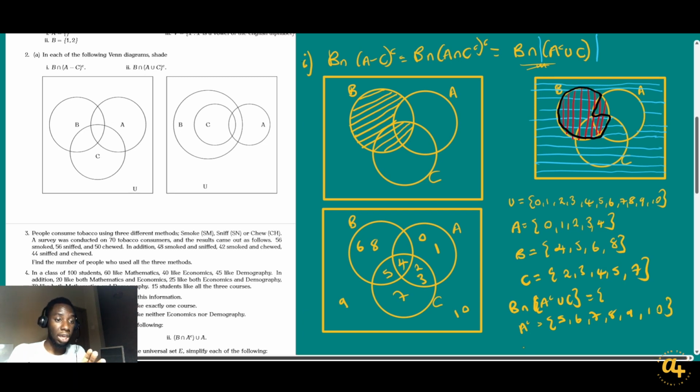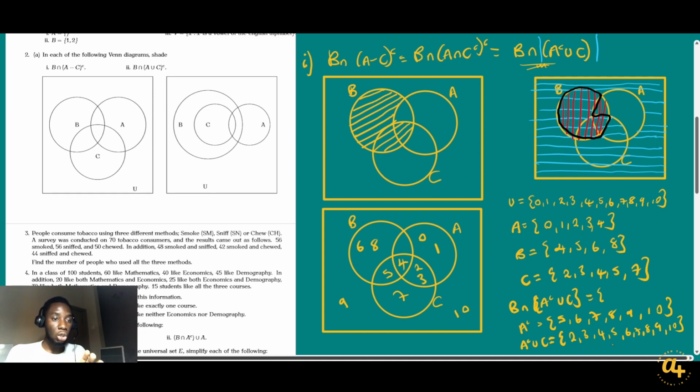Now that we have our A complement, let's find the set A complement union C. Let's just combine A complement and the set C. So when we combine them both, we're going to have 2, 3, 4, 5, 6, 7, 8, 9, and element 10. So this is our A complement union C.